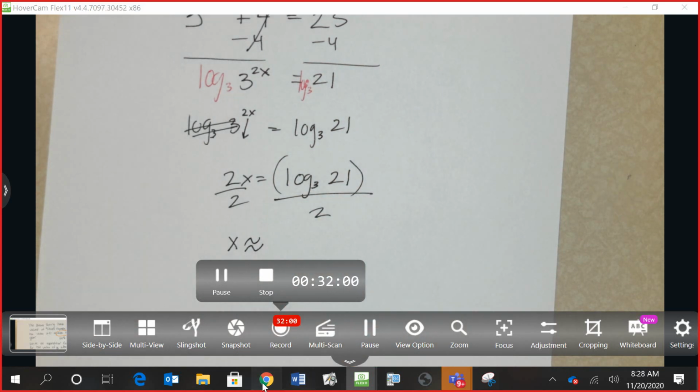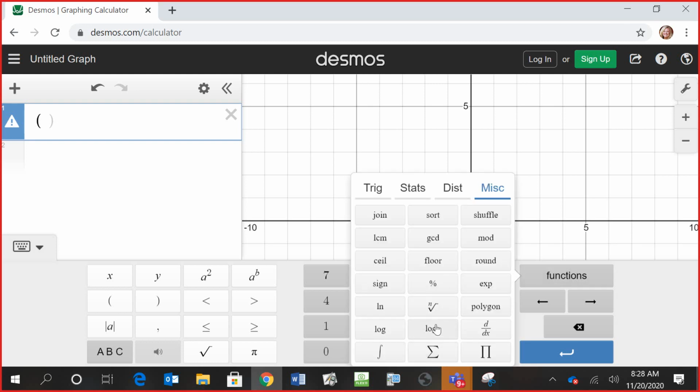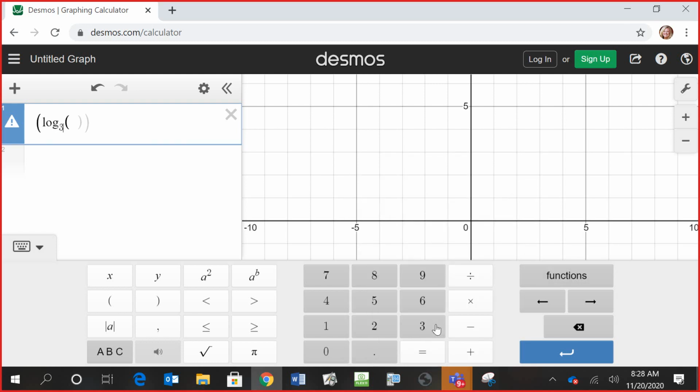So I'm going to come over to Desmos. I'm going to clear this out, and I'm going to start with a parenthesis. Then I'm going to go to functions, miscellaneous, log base. Remember, it was log base 3. I used the arrows to get inside, 21. And then, okay, so that's the top. Notice I put parentheses here and parentheses here. That's the top of the numerator, and then I'm going to divide it by 2. And again, it says round to the nearest hundredth. So 1.3, now does it stay as an 8 or does it round up? Because the number behind the 8 is a 5, it rounds up.